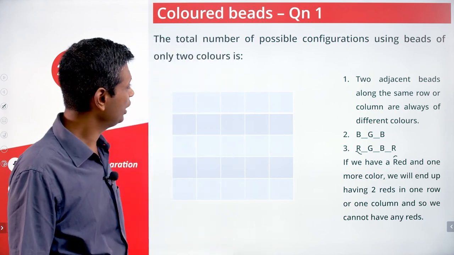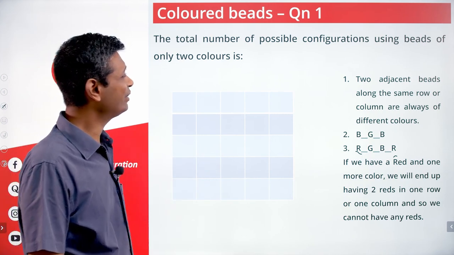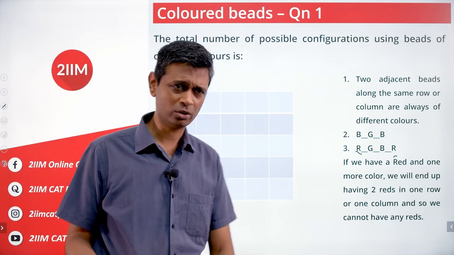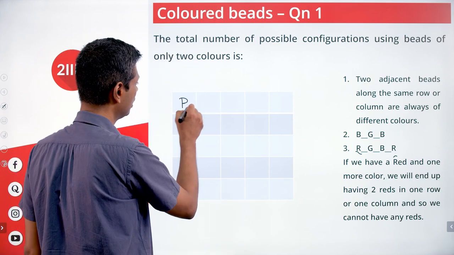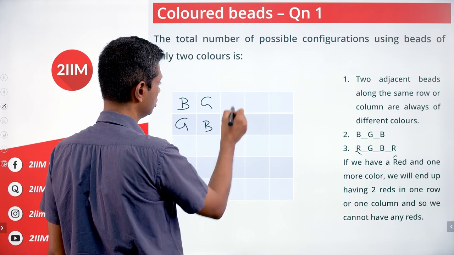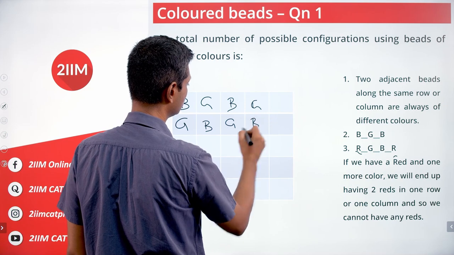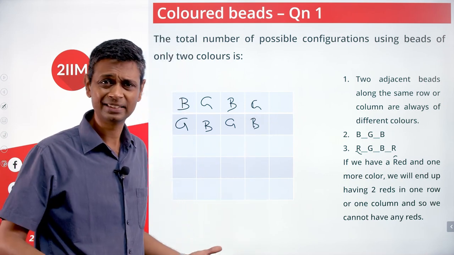So the only two colors that can come in are blue and green. So what could it be? Every adjacent one should be different. So if this is blue, everything else writes itself. This has to be green, this has to be green. This has to be blue. This has to be blue. This has to be green. Green, blue. It's just alternate. Nothing else is possible.